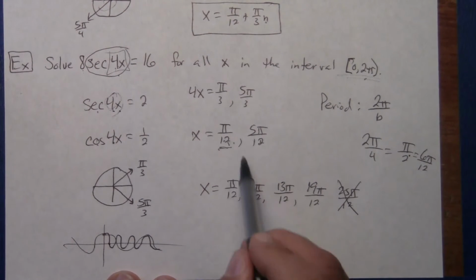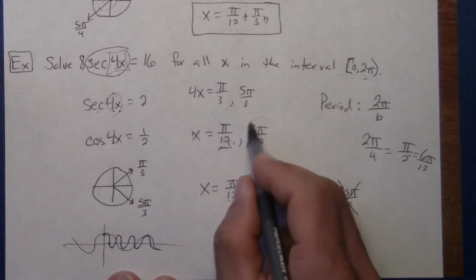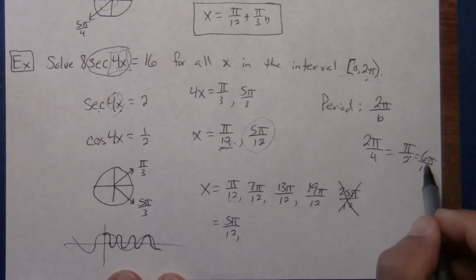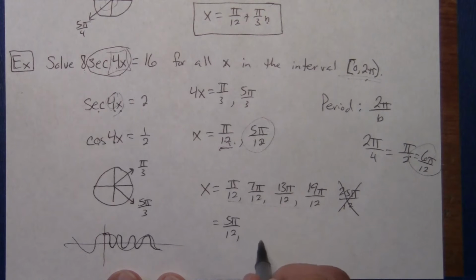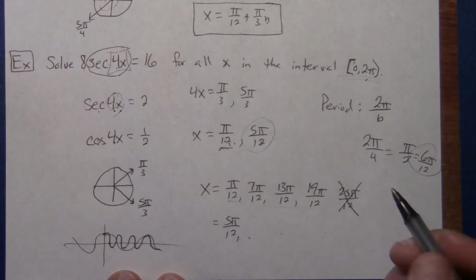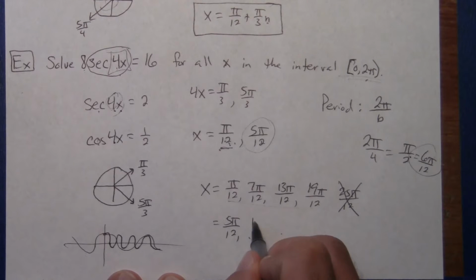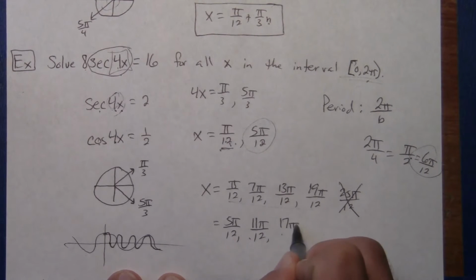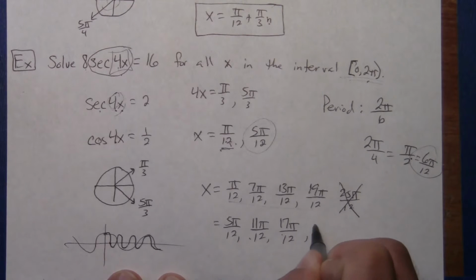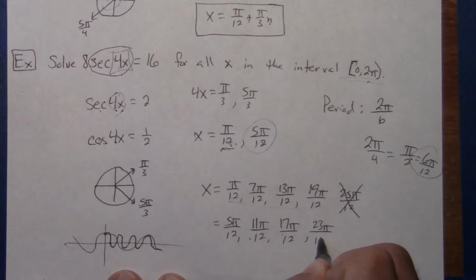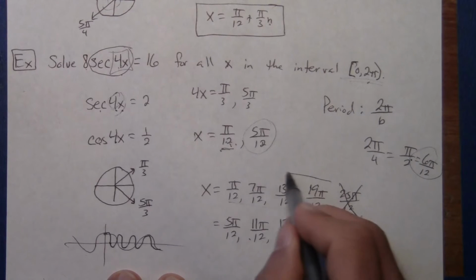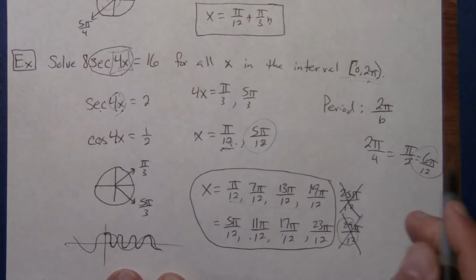And notice I went from 1 answer to suddenly 4. I still have to do the same thing with 5 pi over 12. And again, just going to add 6 pi over and over again. I eventually should have 4 answers here, so I'm going to have 8 total. So if I add 6 to that, I'm going to get 11 pi over 12, 17 pi over 12, and then finally 23 pi over 12. If I do add another 6 to it, I get 29 pi over 12. 29 over 12 is bigger than 2 pi. So there are all 8 of my answers.